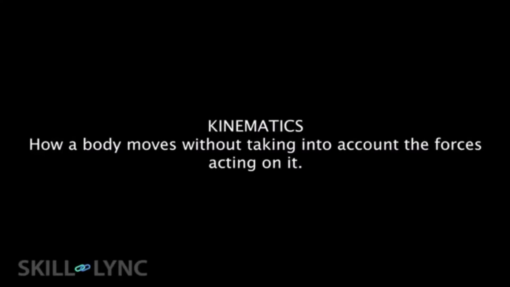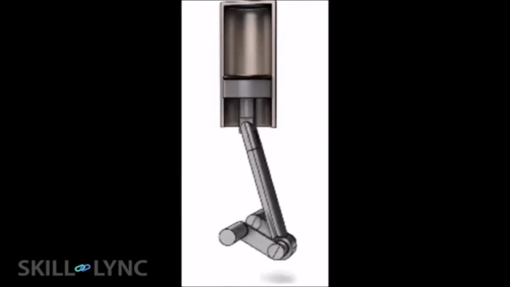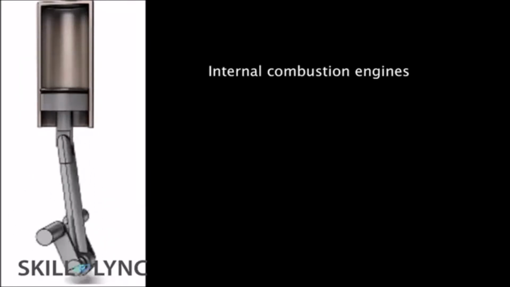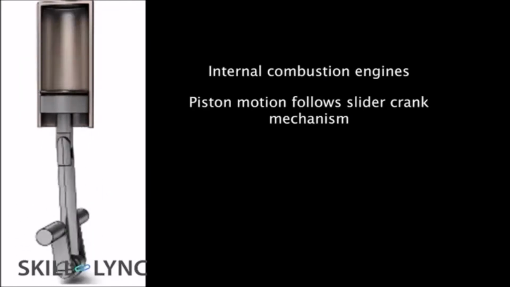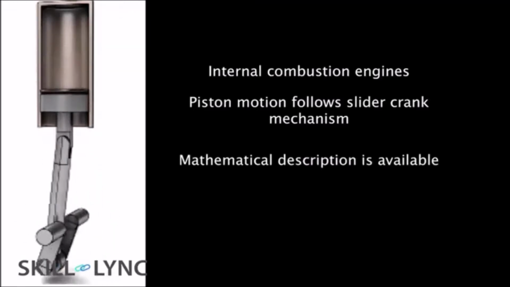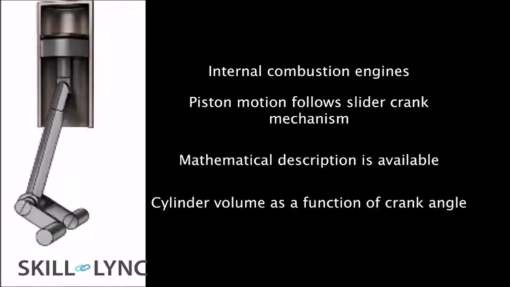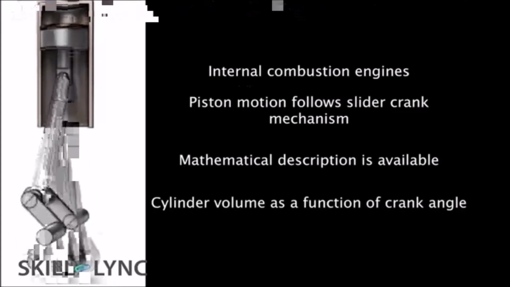As we all know, kinematics defines how a particular object moves without taking into account the forces acting on the body. In this video, we will look at the kinematics of the slider crank mechanism. This mechanism is used in several applications. One of them is the internal combustion engine. The piston in an engine moves according to this mechanism, and by describing the mechanism mathematically, we can determine useful quantities such as the volume trace, and this is exactly what we are going to do today.